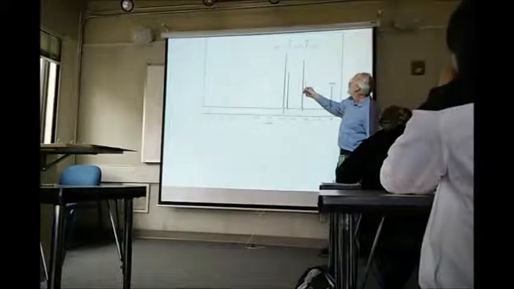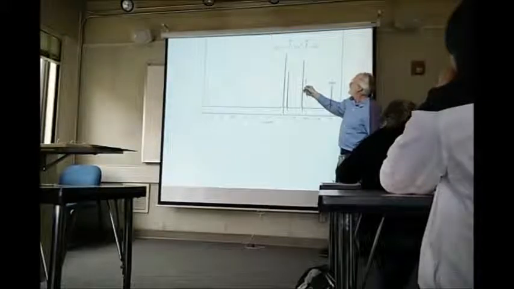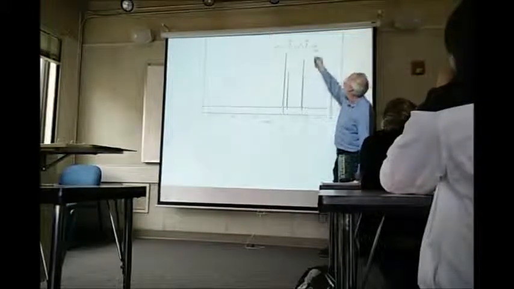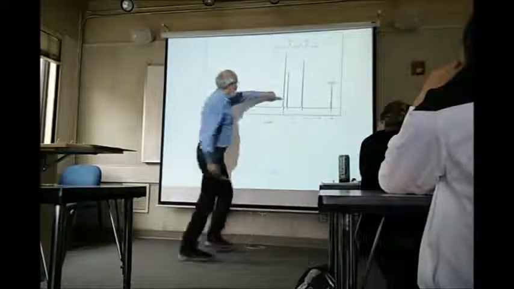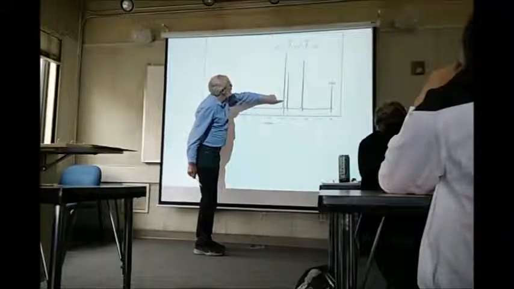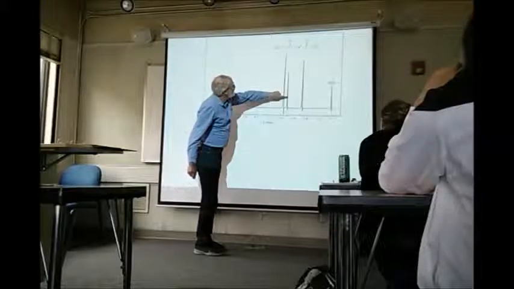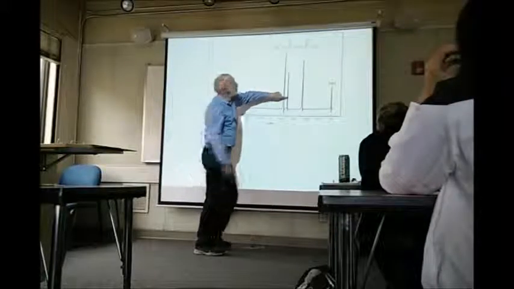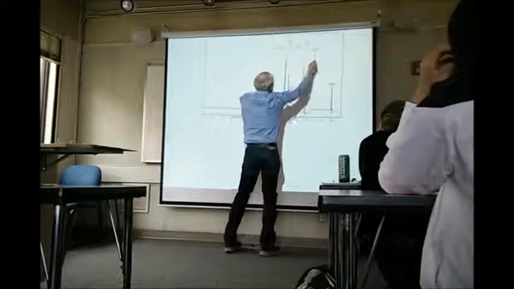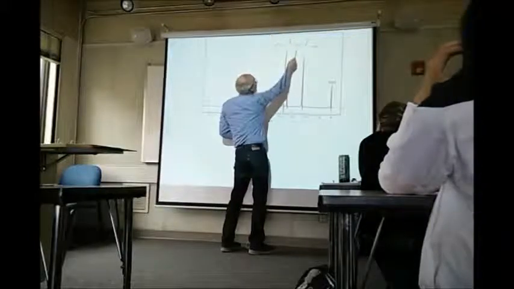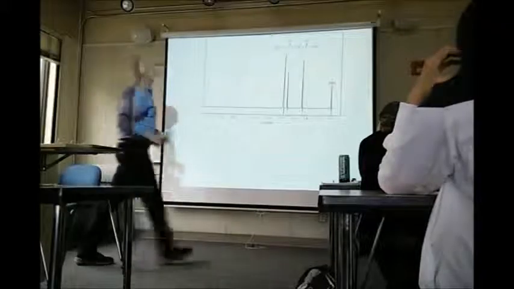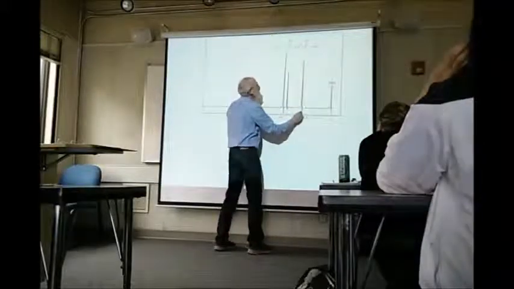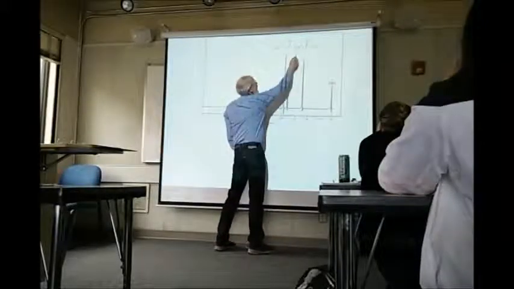Yeah, it would be shorter. This is A. This is C, because it's next most shielded. This one is B, the one in the middle. Wait, no, no. C is the most shielded, so this would be C, this would be B, this one here.